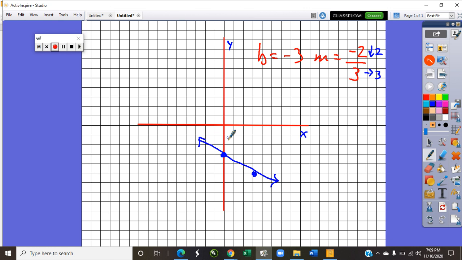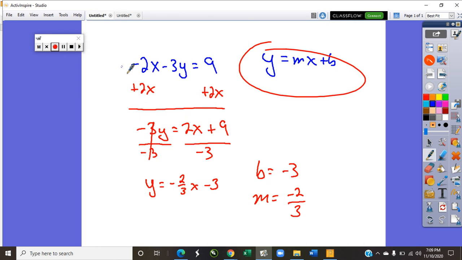You should be able to transform the ones that are not in slope-intercept form, that look like this, and this is actually what we call standard form. You can transform those into slope-intercept form and then graph.